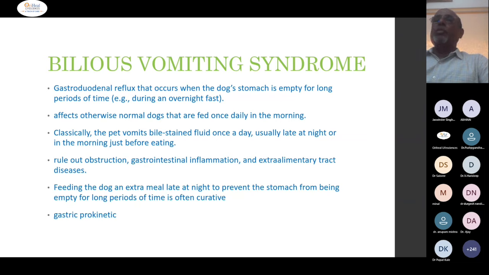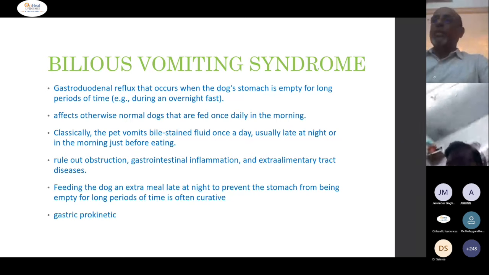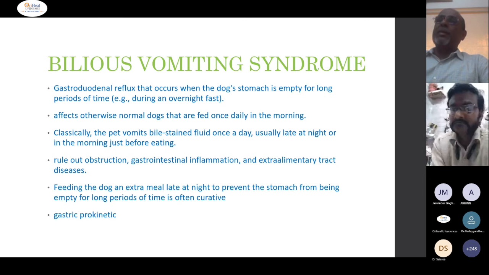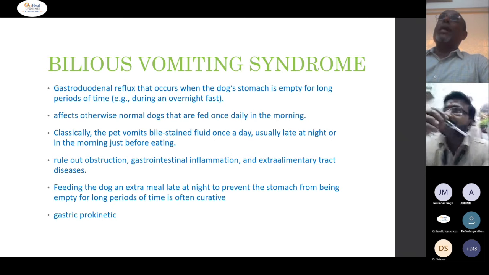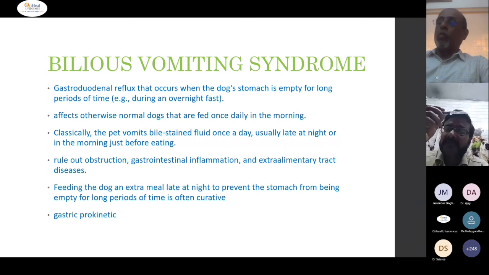Classically, the pet vomits bile-stained fluid once a day, usually late at night or in the early morning before eating. Rule out obstruction, GI inflammation, and extra-alimentary tract diseases. Feeding the dog an extra meal late at night to prevent the stomach from being empty for long periods of time is often curative. So if the owner says only bilious vomiting is there once or twice a day, advise the owner to feed it twice, once late at night, and prokinetic drugs like metoclopramide can definitely stop this bilious vomiting syndrome.